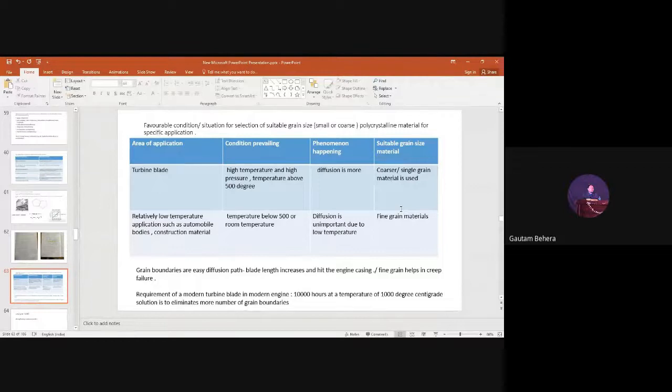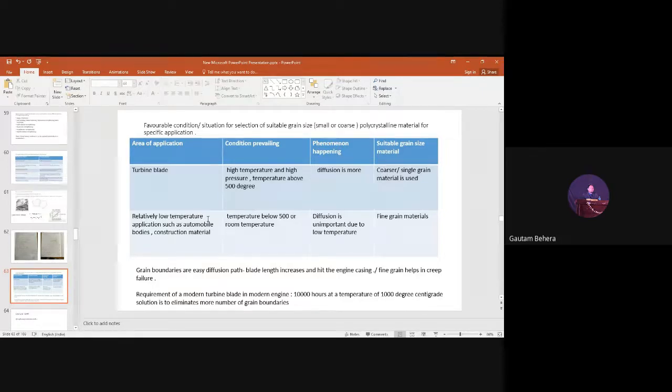Diffusion will be easy. Yes, more grain boundaries means more empty spaces or free spaces are there for the diffusion, right? Grain boundary, so diffusion will be easier. If diffusion is easier, the creep will be more and the material will fail. So that is why, when we are making turbine blades or any very, very high temperature applications, we can use single grain materials or we can use coarser grain materials.